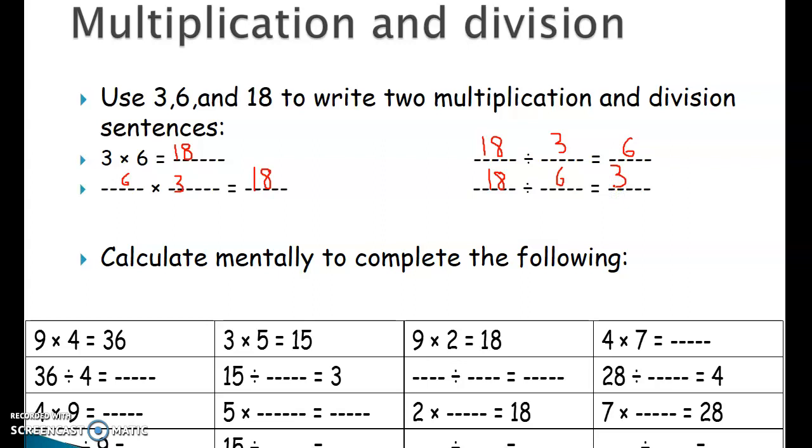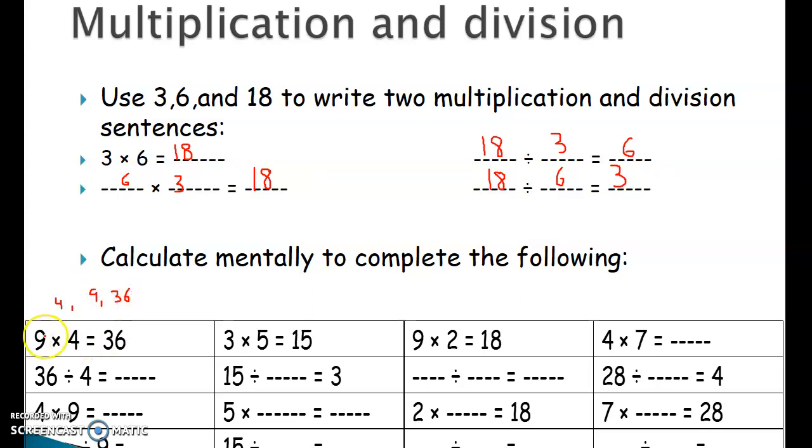Now exercise 4. I will do the first part of exercise 4, and then you will do the second part as homework. Calculate mentally to complete the following, like the previous one. 9 times 4, 36. Here, in this column, you will use just 4, 9, 36.